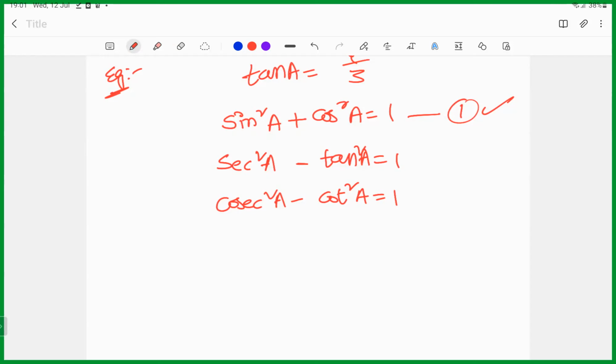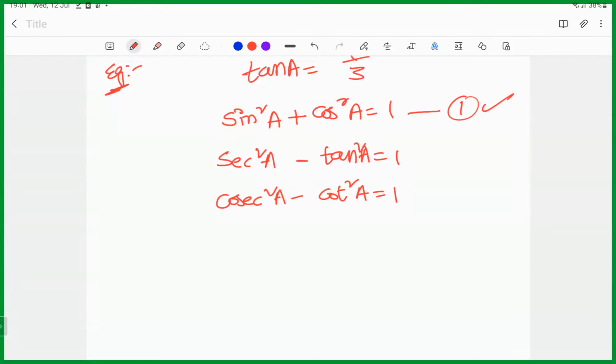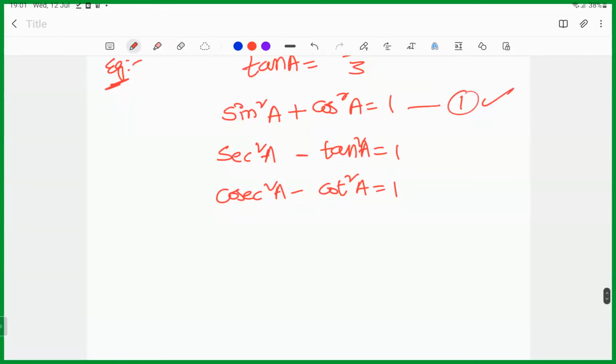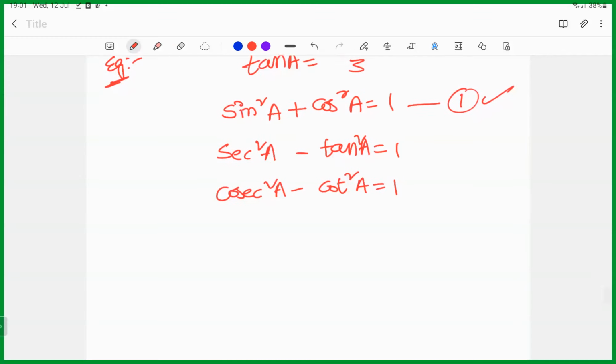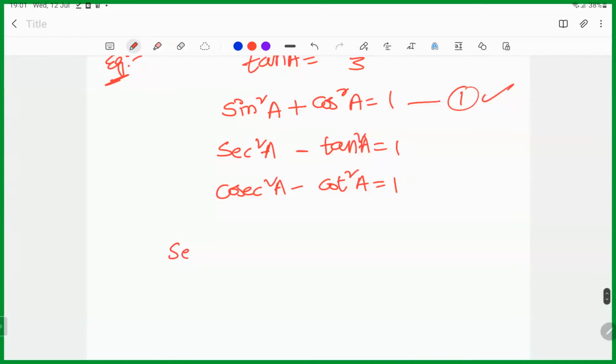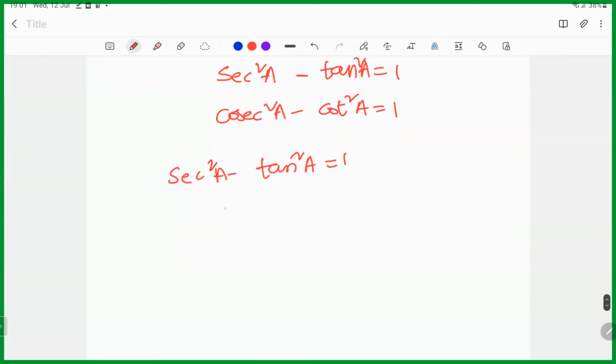Sin square A plus cos square A equal to 1. Secant square A minus tan square A equal to 1. Cosecant square A minus cot square A equal to 1. Let's say secant square A minus tan square A, we need to prove that 1. Okay. What is secant square A?